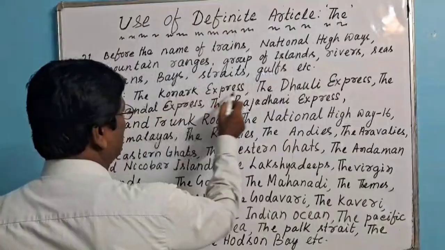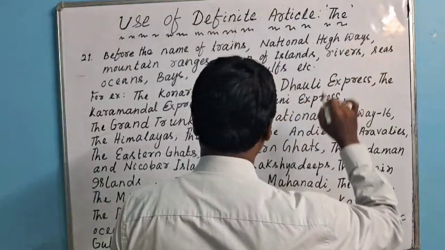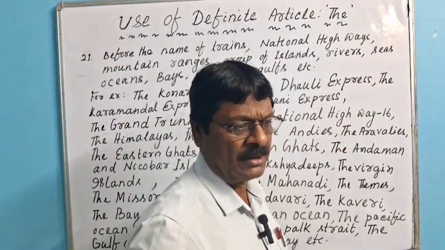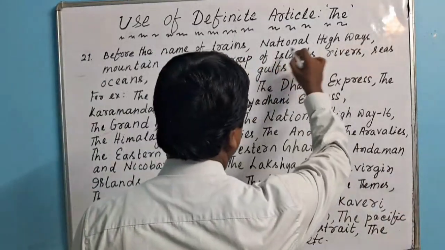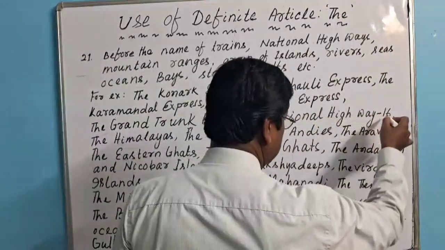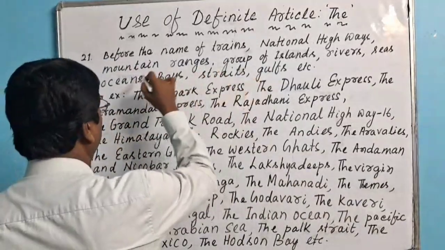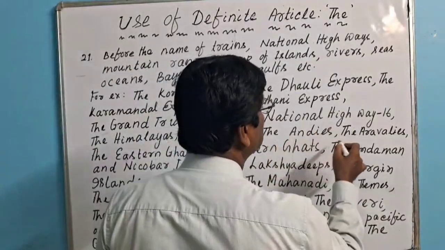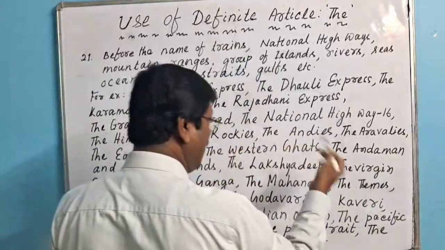For example, the Konark Express, the Dhauli Express, the Coromandel Express, the Rajdhani Express. Similarly, you can take other examples, the Shatabdi Express, the Vande Bharat Express, etc. And the is used before the name of national highways, the Grand Trunk Road, the National Highway 16. Similarly, the is used before the group of mountains or mountain ranges like the Himalayas, the Rockies, the Andes, the Aravallis, the Eastern Ghats, the Western Ghats.